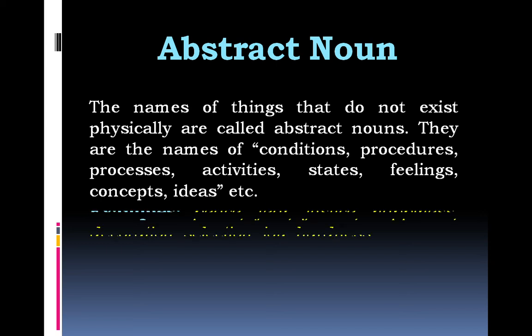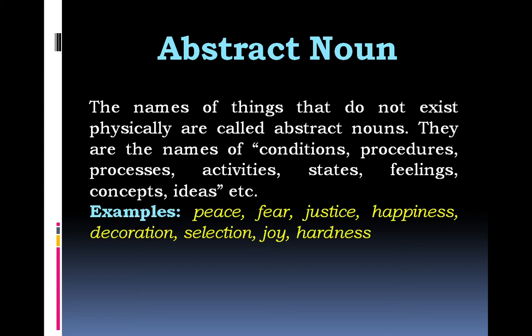Let's have more examples. Peace, the name of a condition. Fear, it's a feeling. Justice, happiness. Decoration, selection, the name of an activity. Joy, a feeling. Hardness, the name of a quality. Abstract nouns are also not without their catch. Let's look at the catch, the difficulty.